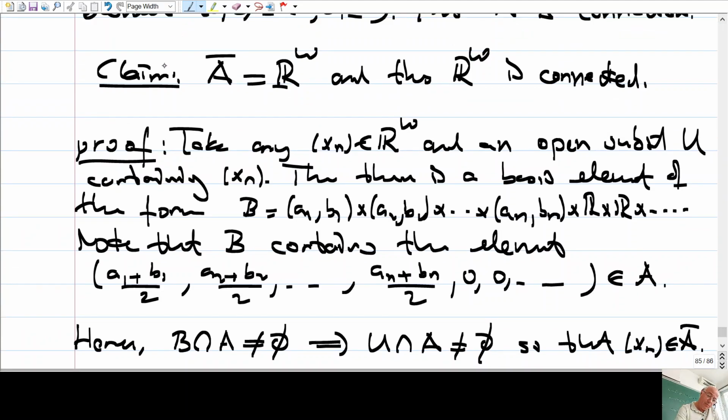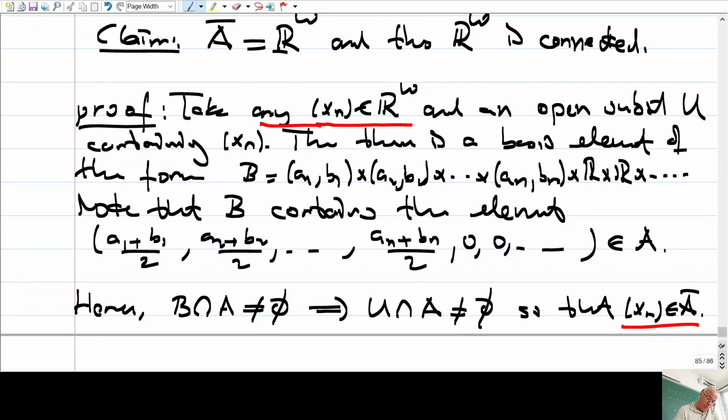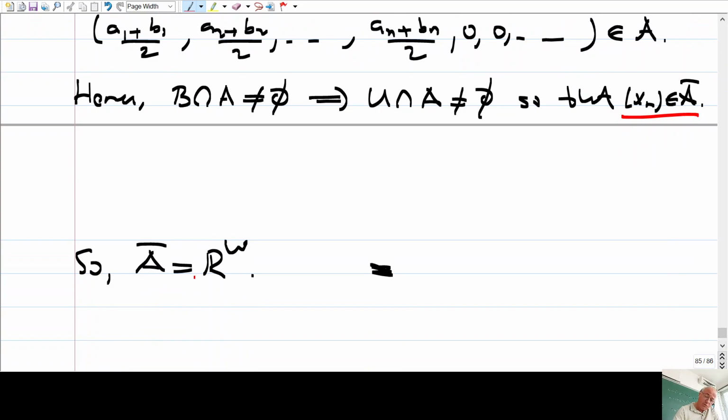I take any element here. I show that it's in this closure. So we have this. Okay. Any questions so far?